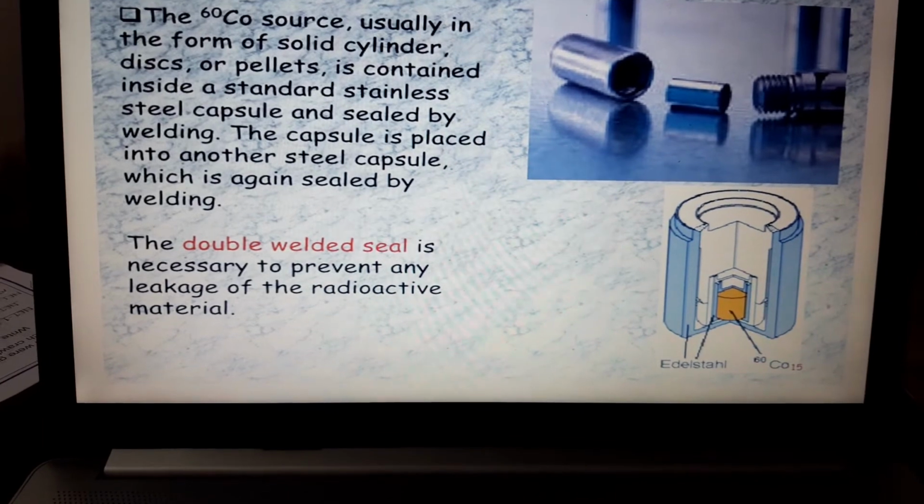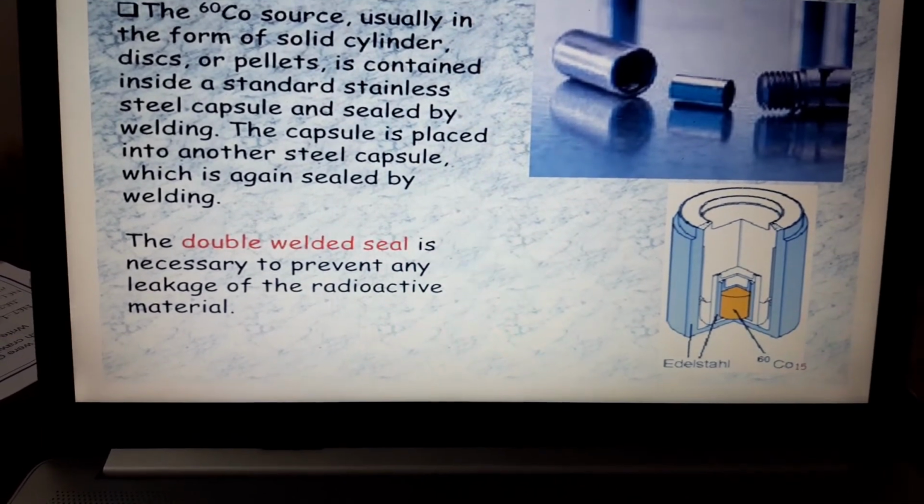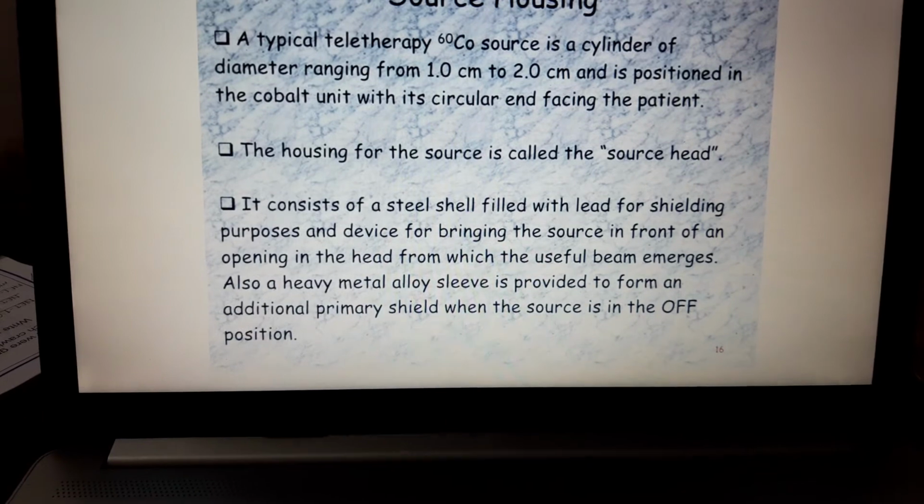Cobalt 60 double welded seal is said to prevent any leakage of the radioactive material. Source housing.